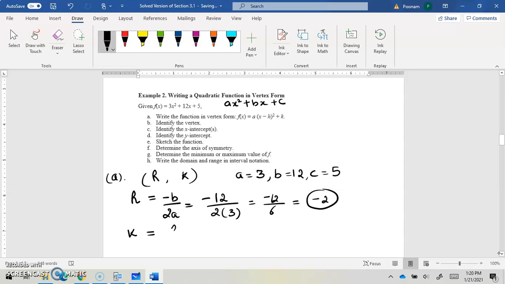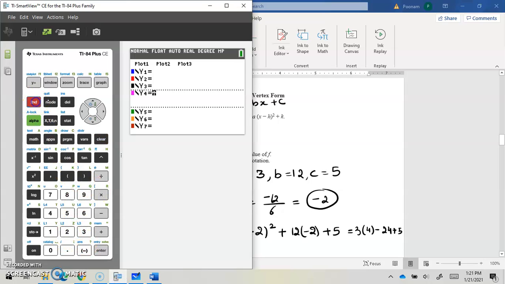So k is equal to, by formula, f of h. The function is the given function which we are going to use. H we already found. So 3 times, in place of x we write h, which is negative 2, square, plus 12 times negative 2 plus 5. So what do we have? 3 times 4 minus 24 plus 5. We can use a calculator for that. We have 12 minus 24 plus 5, negative 7.